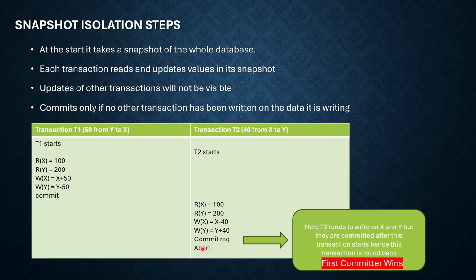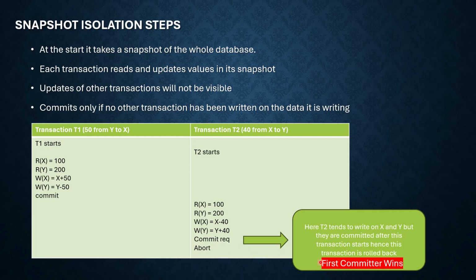Now it tries to commit, but while committing it will check whether any other transaction has changed something on X and Y. It will see that transaction T1 has changed the values of X and Y. That's why its commit request is aborted, and this transaction will simply revert back. Why? Because while trying to commit, it sees that no other transaction should have changed the values of these variables. Here T2 tends to write on X and Y, but they were committed after this transaction started. Hence, this transaction is rolled back. T1 changed the values of X and Y after T2 started, that's why it is reverted back.